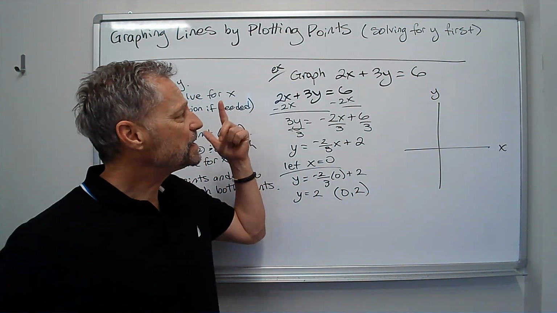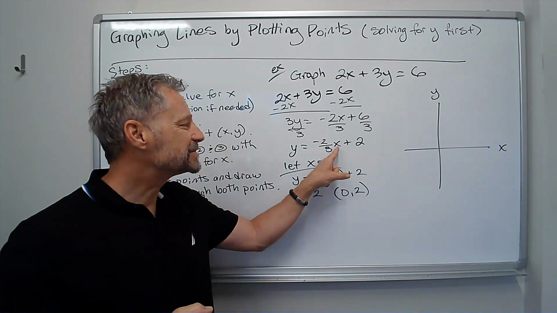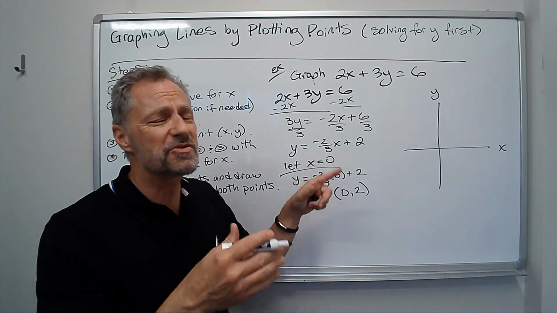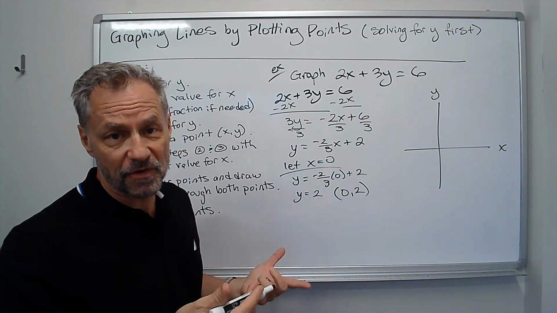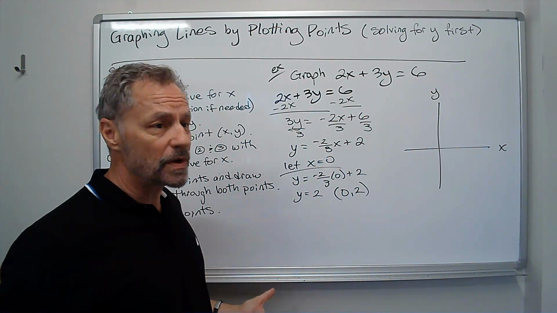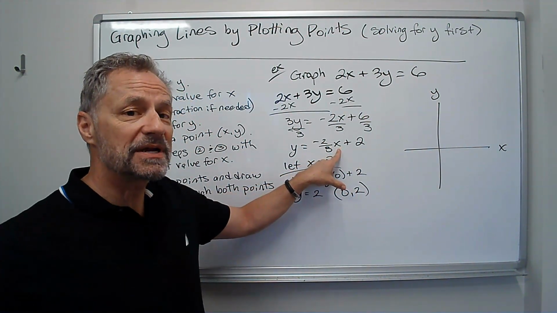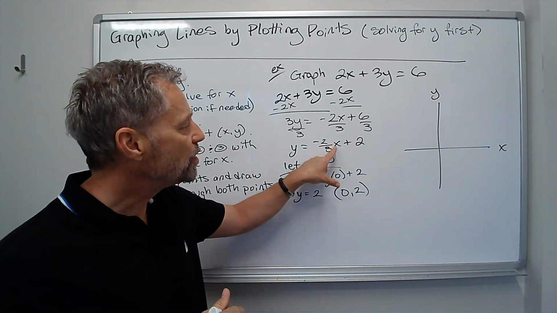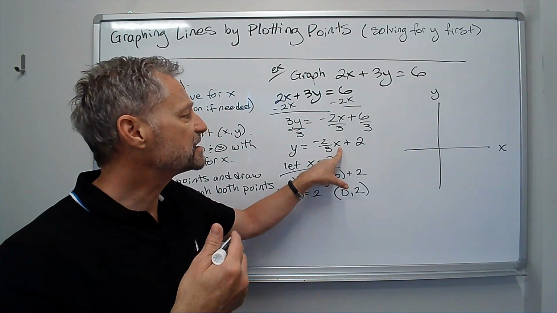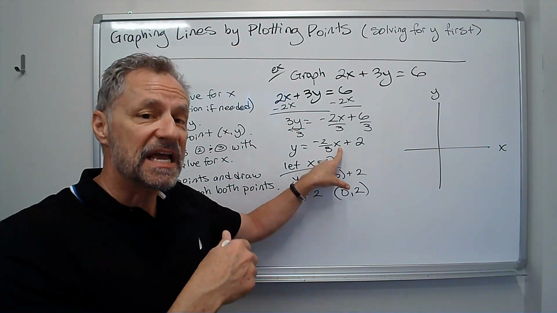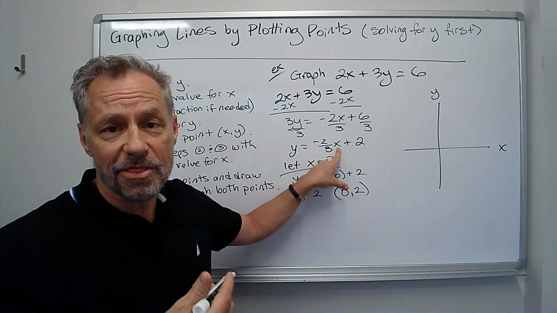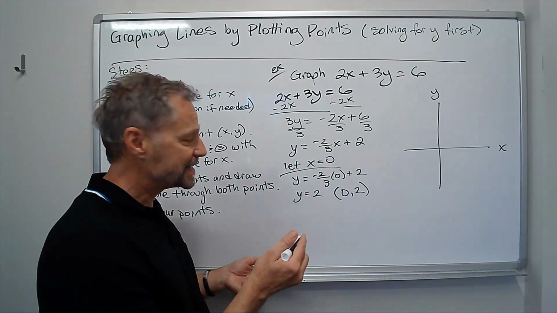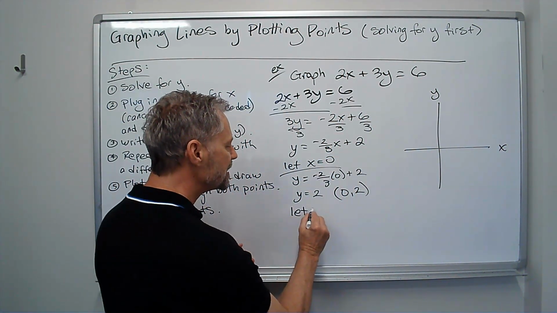Now, I don't want to plug in, say, x is 1, because 1 times negative 2/3 is negative 2/3. It's going to be kind of ugly. I'm going to have a fraction, and I don't want a fraction if I can avoid it. If I pick a number that's a multiple of 3, it's going to cancel this 3. So you may want to pick 3, 6, 9, maybe even negative 3. I'm just going to pick 3. That's going to make it a lot easier. So this time I'm going to let x equal 3.